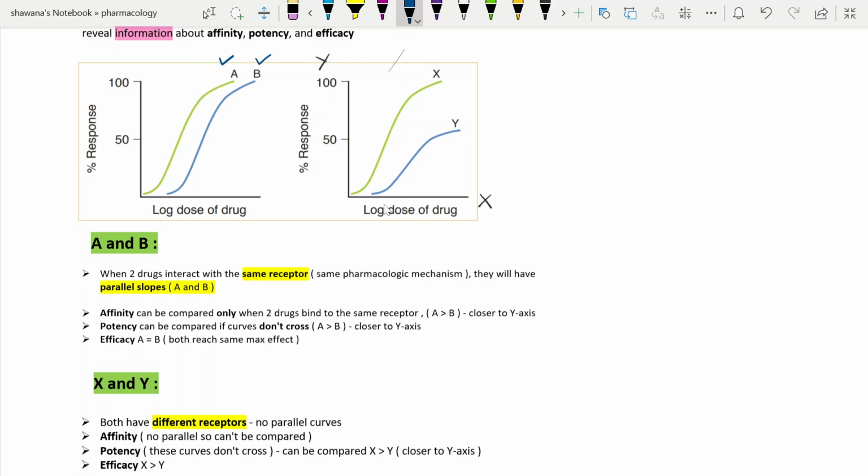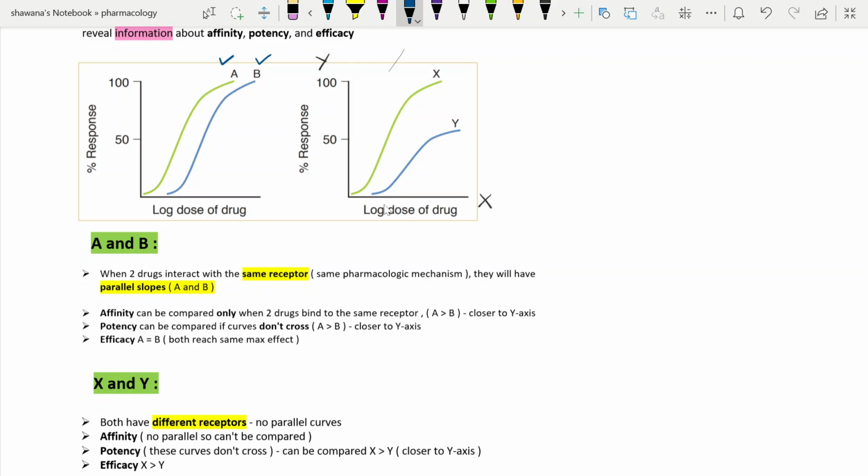So who has more affinity for the receptor? The rule for affinity was that the closer to the y-axis, the more the affinity, right? So drug A has more affinity as compared to drug B because it's closer to the y-axis. What about the potency? The rule for potency is that the curves shouldn't be crossing each other. Do these curves cross each other? No, they don't intersect. So we can measure the potency as well.